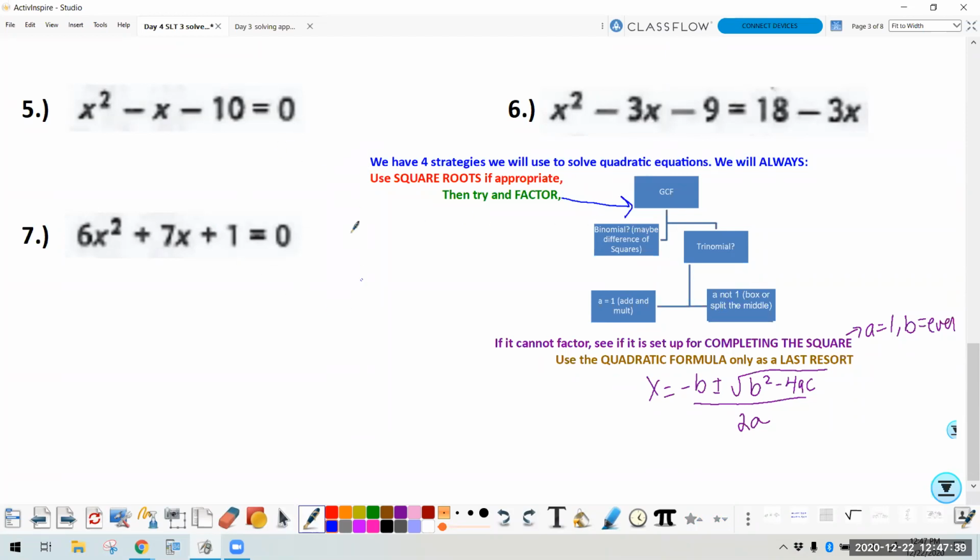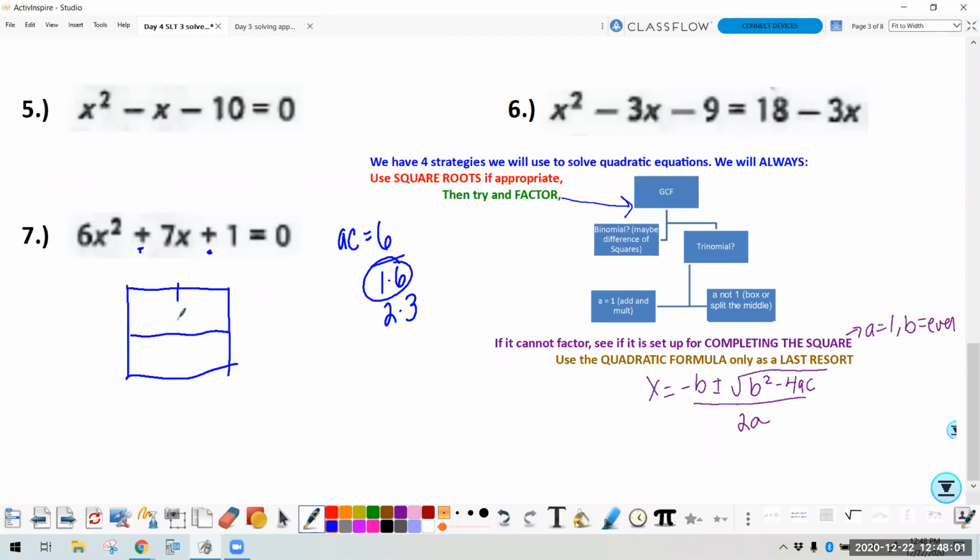So let's see if I can box method or split the middle. 6 times 1 is 6. So we get 1 and 6, 2 and 3. They're both going to be positive, because of the positive here and the positive here. Oh, so 1 and 6 works. I can box or split. I'll do box method. For box method, the only way to multiply to 1 is 1 and 1. So this makes it a 6, and this is an x. So our factors are 6x plus 1, x plus 1. Oops, I forgot the 1.